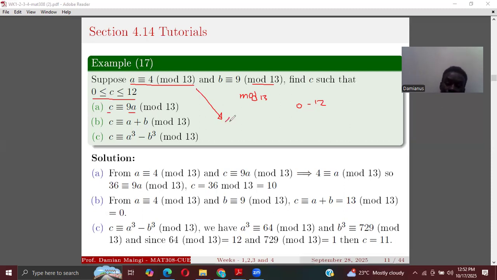I can also say 4 is congruent to A mod 13. Do you agree with me? It is true, based on what I told you last time. This is just saying 13 divides A minus 4. So if 13 divides A minus 4, 13 also divides 4 minus A. If you change the order, it's still okay. So A congruent to 4 mod 13 also carries with it 4 is congruent to A mod 13. And now this is looking like where you want to go.